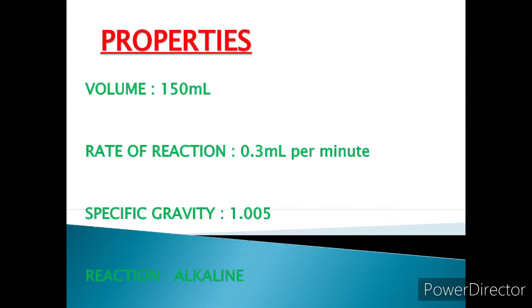So next is the properties. When the volume of brain tissue is reduced, such as in degeneration or atrophy, the volume of CSF is increased. So CSF is a clear, slightly alkaline fluid with a specific gravity of 1.005. One important point is that the CSF is secreted continuously at a rate of about 0.5 ml per minute, that is 720 ml per day, and the volume remains fairly constant at about 150 ml. So the volume is 150 ml.